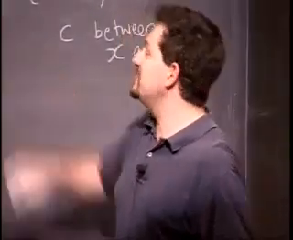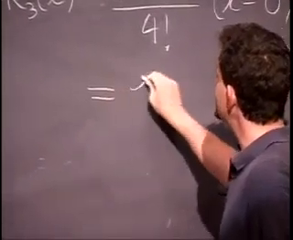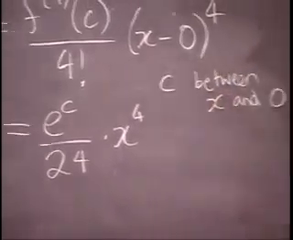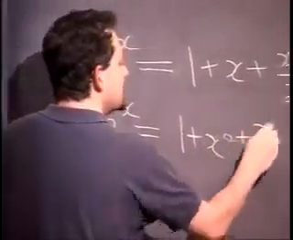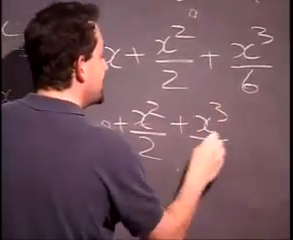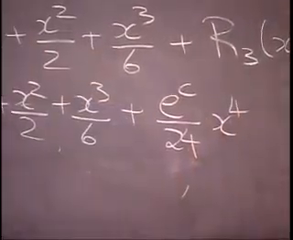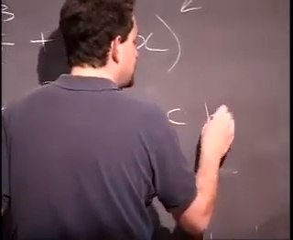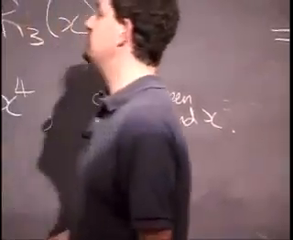Remember, the fourth derivative of e to the x is e to the x. Every derivative is. So this is exactly e to the c over 24 times x to the fourth. So actually, I can say that e to the x is 1 plus x squared over 2 plus x cubed over 6 plus e to the c over 24 times x to the fourth. And that is true for any x, as it turns out. The only thing that I have to tell you is that c, again, is between 0 and x. And you say to me, what good is this?